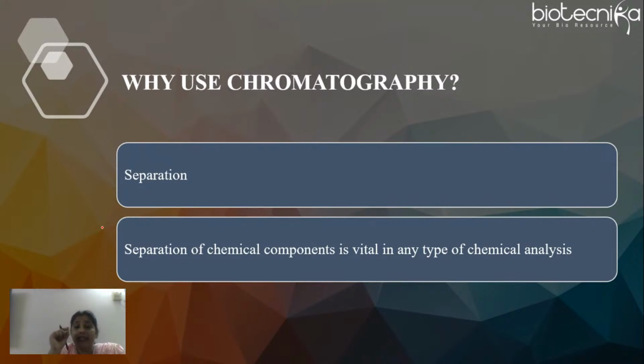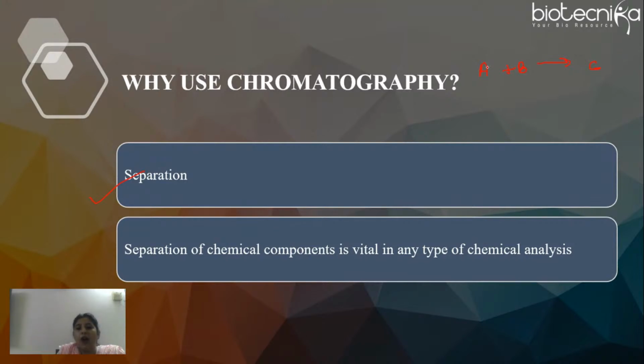So the basis, the key is separation. Chromatography is very, very important for separation. Let's consider a chemical reaction. Let's say you have a reactant A which reacts with B and forms a colored product C.